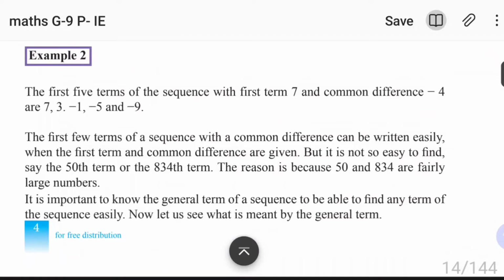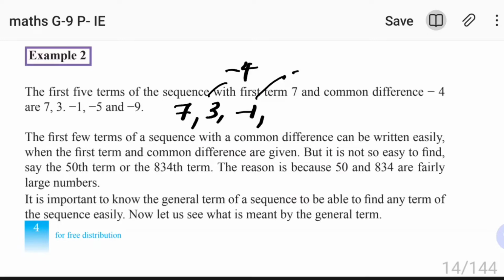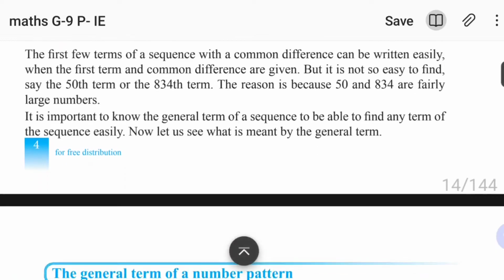Example number 2, the first 5 terms of the sequence with first term 7 and common difference minus 4. Common difference can be a negative number as well. So in that case, the first term will be 7. The second term will be 4 less than 7, so 7 minus 4, which will be 3. The next term will be 3 minus 4, which will be minus 1. And then minus 1 minus 4, which is minus 5. And then minus 5 minus 4 is minus 9. I hope you can do these kinds of calculations, and you should know those calculations by this time.